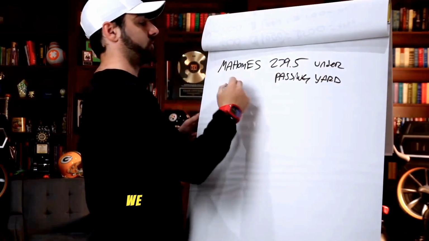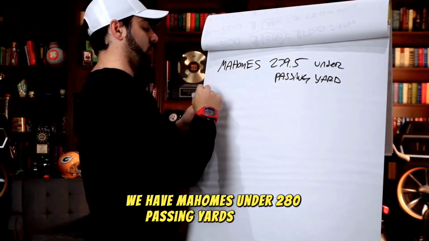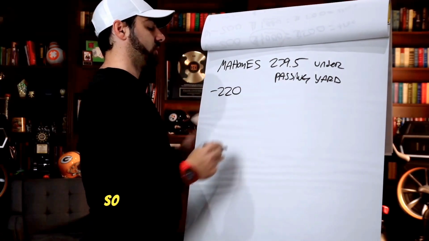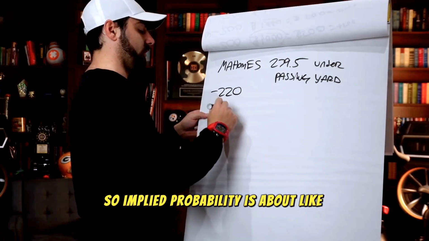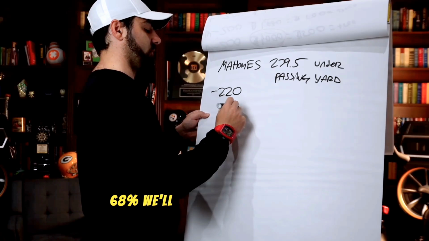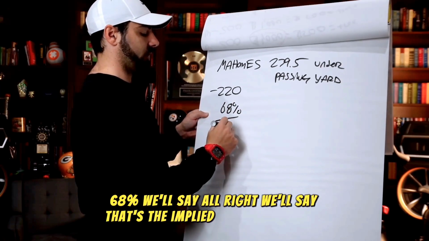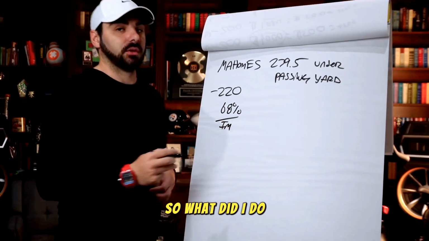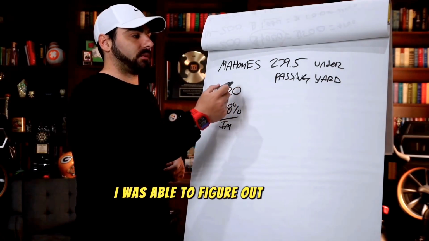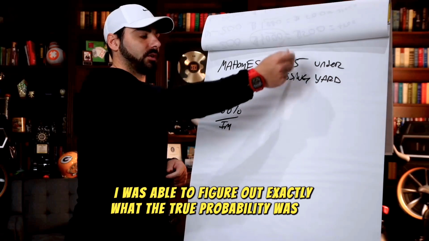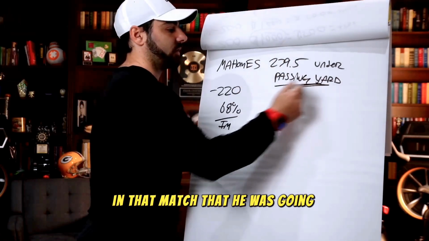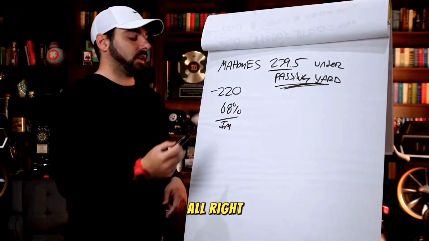All right, this is one of the plays. We had Mahomes under 280 passing yards at minus 220. So implied probability is about 67, 68%, we'll say. All right, we'll say that's the implied probability there. So what did I do? I was able to figure out exactly what the true probability was of this in that matchup that he was going against the Eagles. All right.